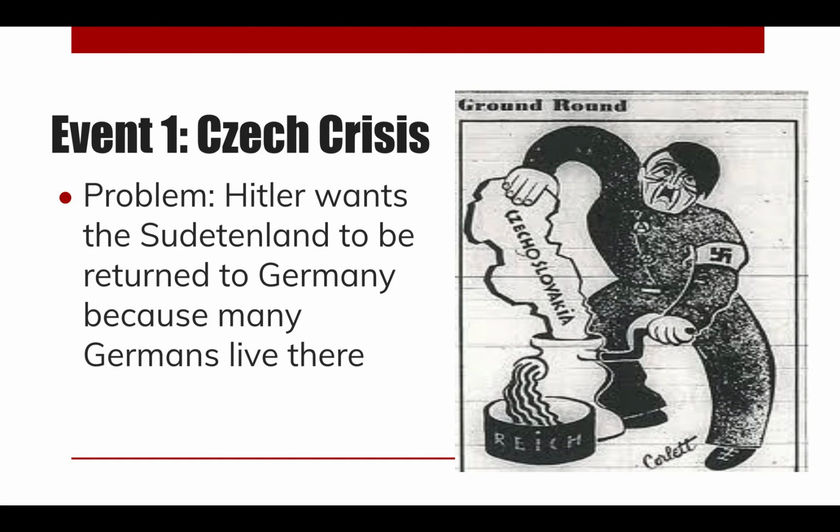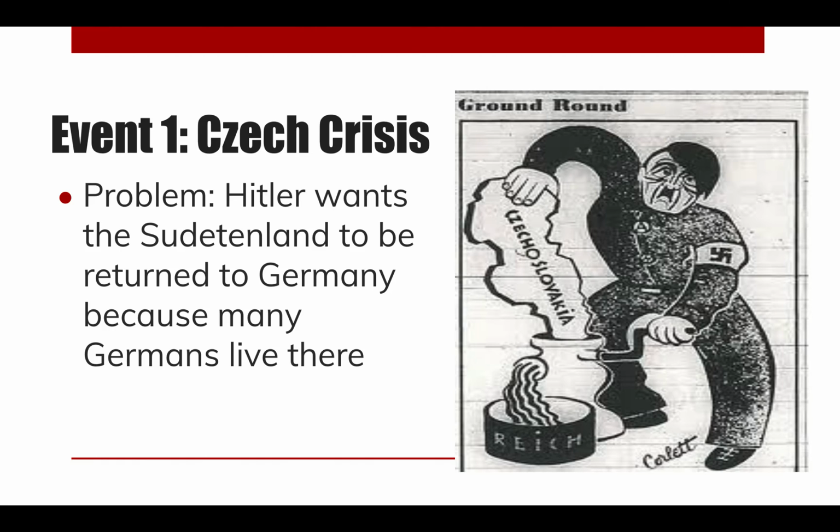So event number 1, Czech crisis. Right now, the problem is this: Hitler wants the Sudetenland, and he wants that to be a part of Germany because many Germans live there. Remember, Sudetenland was kind of taken away from Germany. Germany lost land after the end of World War I. And right now, he's saying, hey, there's a lot of German people that live in the Sudetenland. That should just be a part of our country. So we have a little bit of an image here.